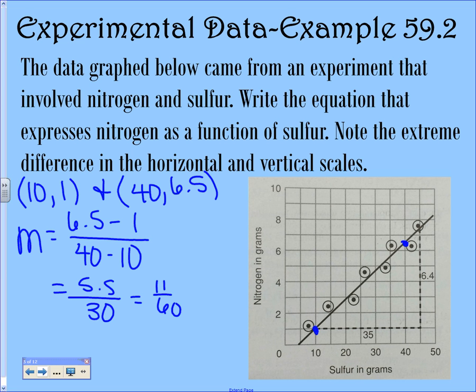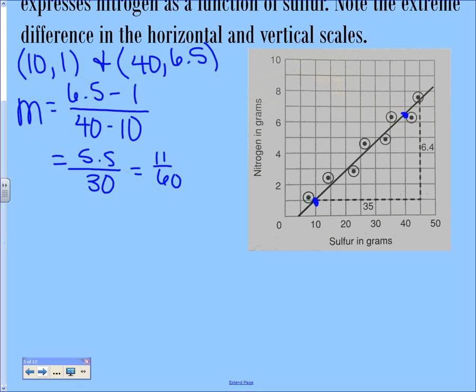5.5 times 2 is 11. So 30 times 2 is 60. So that's our slope. Now what do we do? Which point do y'all want to use? The first one. 1 equals 11 over 60 times 10 plus b.